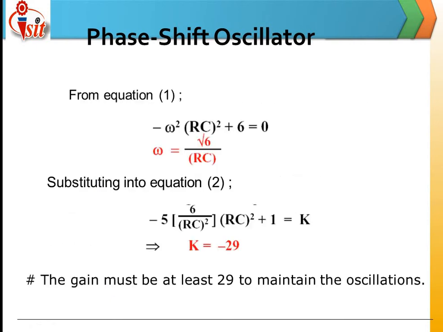Then, phase shift oscillators. From equation number 1, what we are getting is, equating the real part, minus omega square RC square plus 6 is equal to 0, that is omega is equal to under root of 6 divided by RC. Substituting into equation 2, that is minus 6 RC square plus 1 is equal to K. K is equal to minus 29. The gain must be at least 29 to maintain the oscillations.